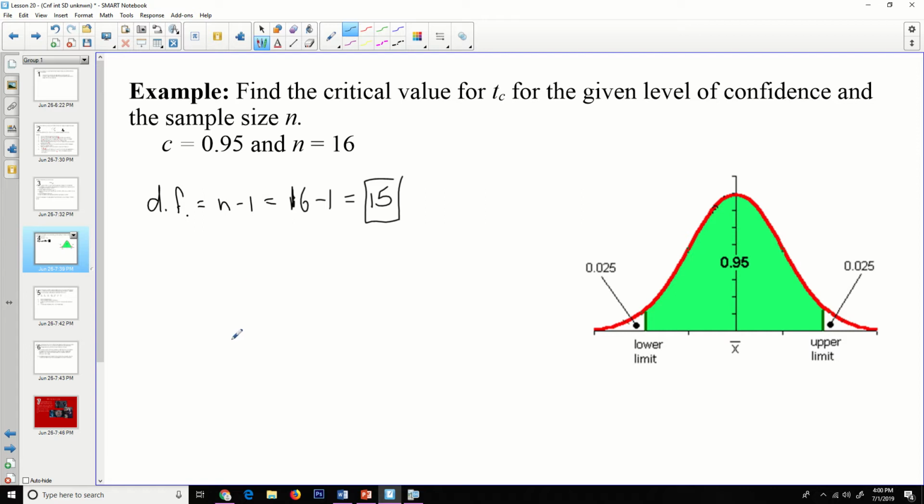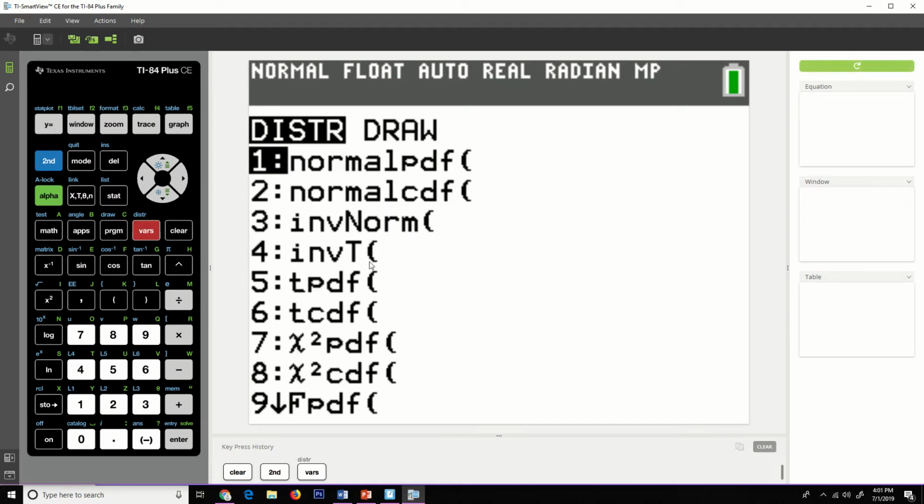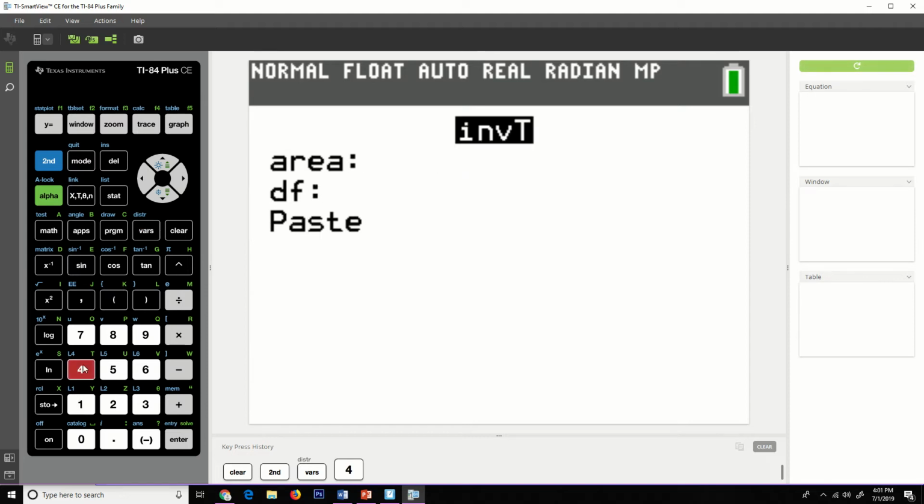We're not going to use that, but the calculator function that we're going to use is the inverse t. INVT is the function that we're going to use. Since we know all of this, it should be fairly easy to calculate. It's in the distribution menu, so I go second and then distribution, and you see inverse t right here. I'm going to hit 4 for that inverse t. Let's go back because I've already forgotten.